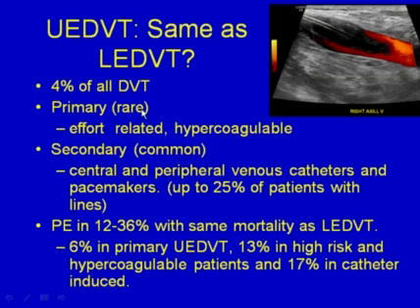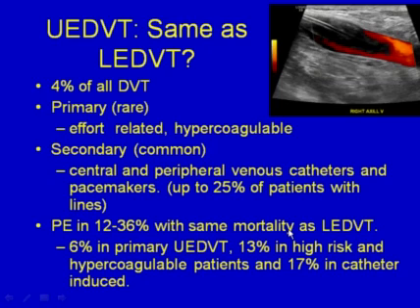Primary DVT is related to enlarged muscles, actually, which will occlude or impress upon the underlying veins, or it can be due certainly to patients with a hypercoagulable state, and it's very rare. Secondary upper extremity DVT is quite common, and this is related to these central lines or peripheral venous catheters or even pacemakers, which induce thrombus upon them. Up to 25% of patients with lines actually will form clots. Pulmonary emboli are seen in anywhere from 12 to 36% of these patients, depending on who you read.